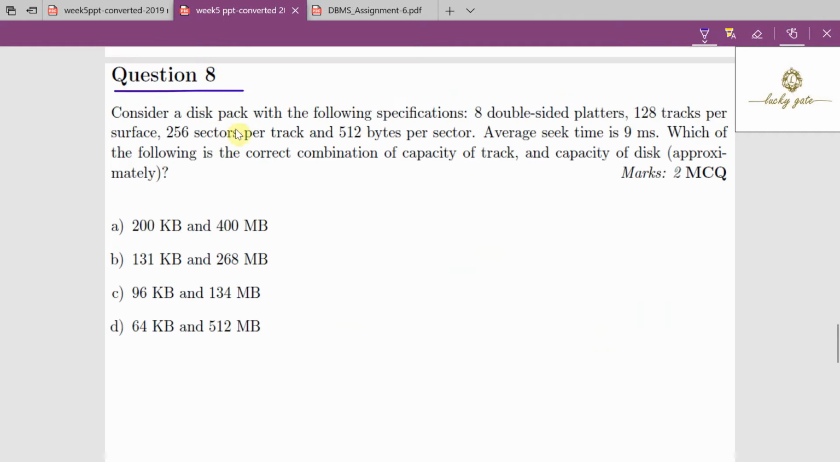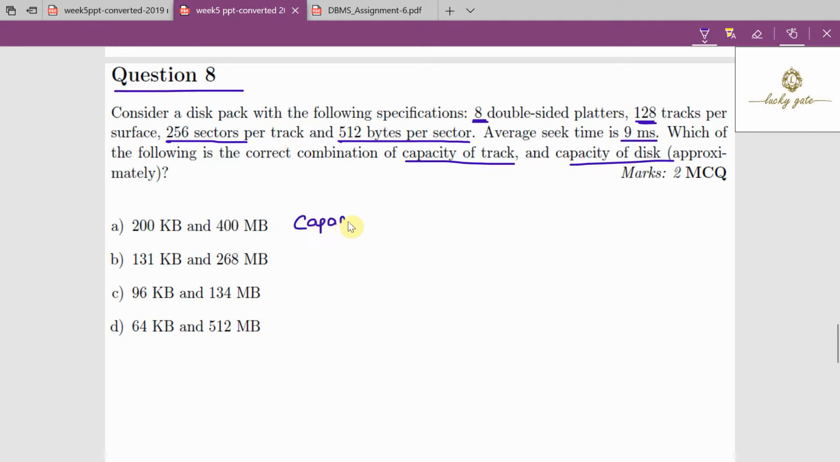Number 8. Consider a disk pack with the following specifications: 8 double-sided platters, 128 tracks per surface, meaning one surface has 128 tracks, 256 sectors per track, and 512 bytes per sector, meaning in one sector we have 512 bytes. Average time is 9 milliseconds. Which of the following is the correct combination of capacity of track and capacity of disk? We have to find the capacity of track and capacity of disk, approximately.